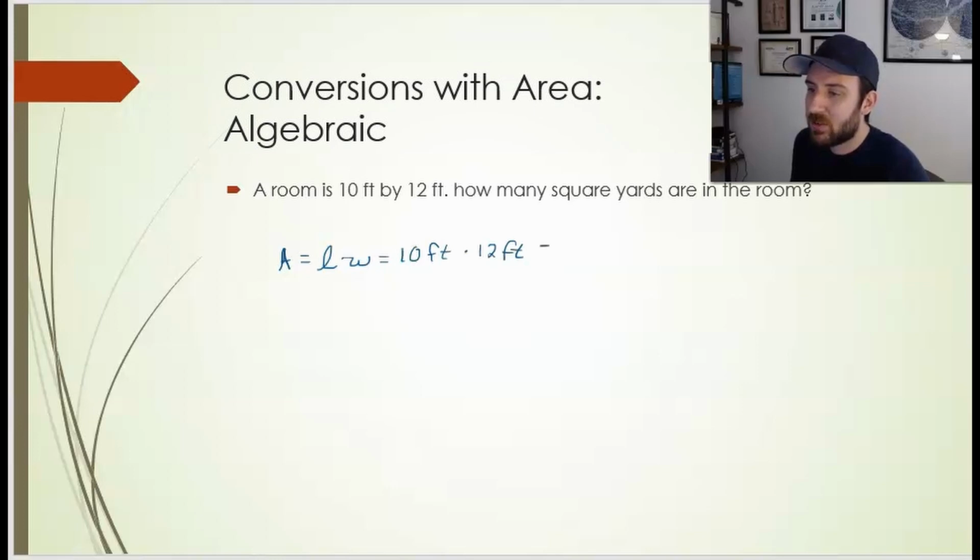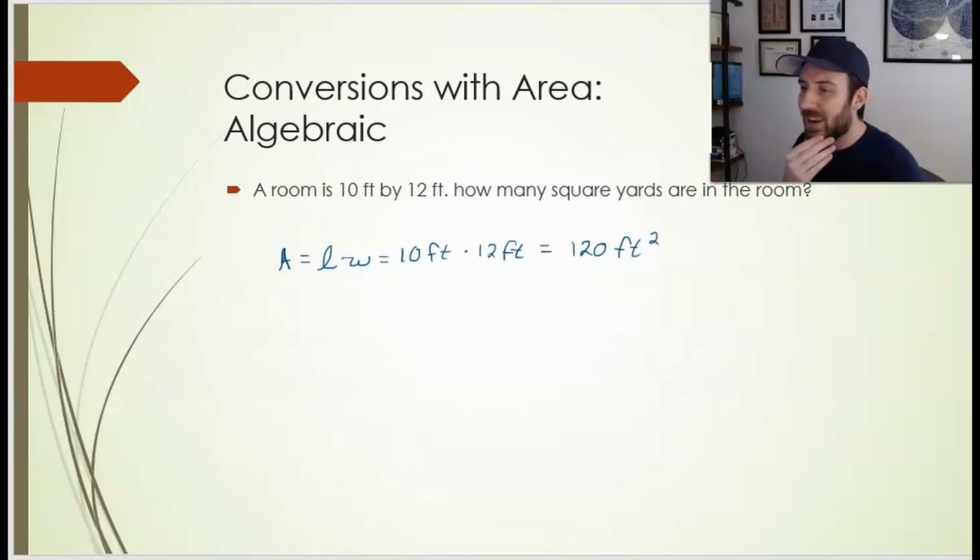So if I was to count every single square, and you can do this by drawing it out, there should be 12 groups of 10 or 10 groups of 12, giving me 120 squares that are each 1 foot by 1 foot. So that's 120 square feet is the area of this room.